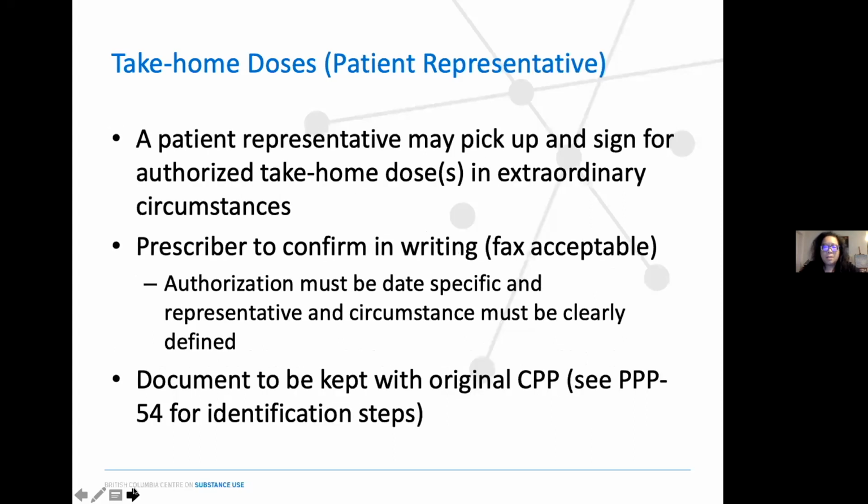Take-home doses right now, for example, a patient representative can pick up and sign for take-home doses in special circumstances. And I'm talking about what if the person was sick. The prescriber needs to just confirm in writing for a very specific time. And then the pharmacy, of course, needs to ensure identification of the person and permission also from the patient. And we document everything to keep it in place with the original prescription.